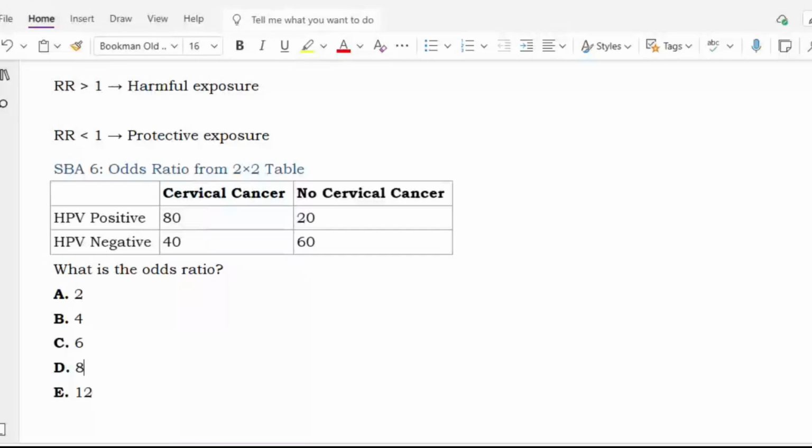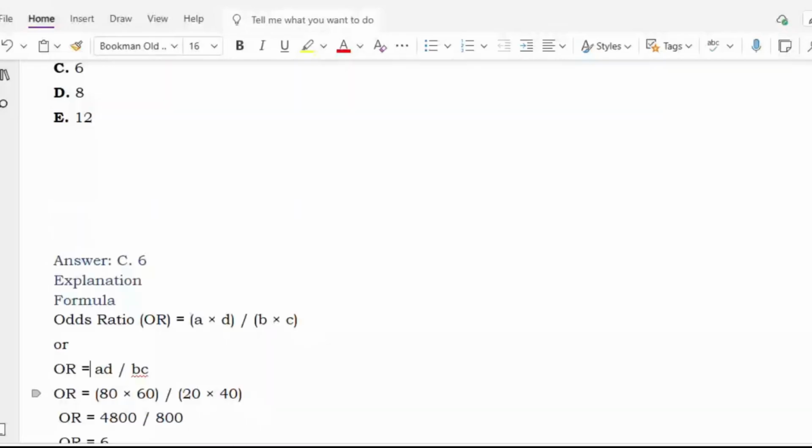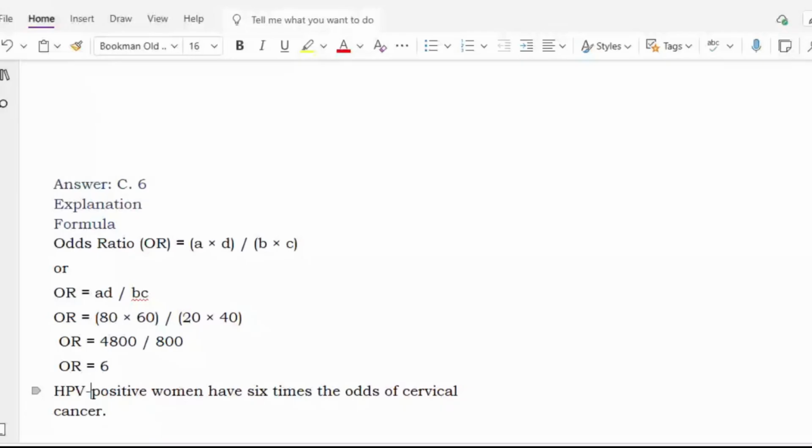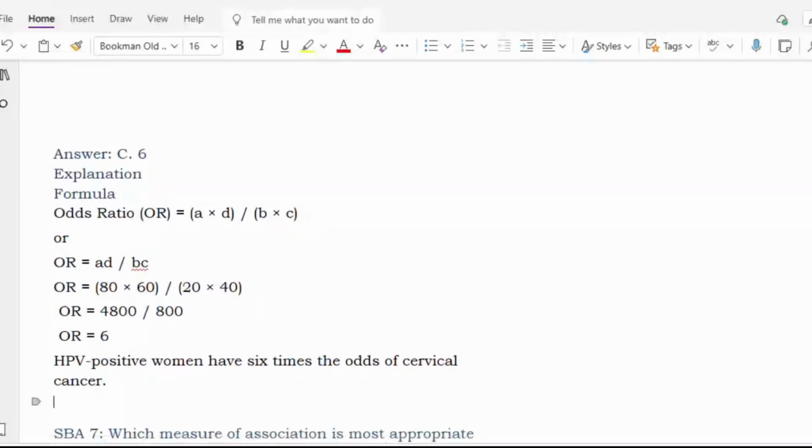Odds ratio formula: AD upon BC. AD upon BC, 80 into 60 divided by 20 into 40. So AD upon BC we are going to calculate. 4800 divided by 800, that will give us 6. So HPV positive women have 6 times the odds of cervical cancer.